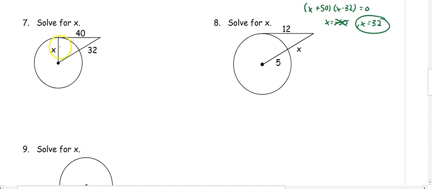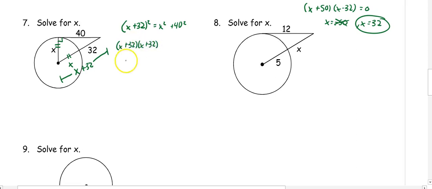Number 7, again, our radii are congruent, so this is x, this is also x, and we have our right triangle. So this whole side is x plus 32. So we'd have x plus 32 squared equals x squared plus 40 squared. Remember, we have to multiply the x plus 32 times itself. So x times x would be x squared.